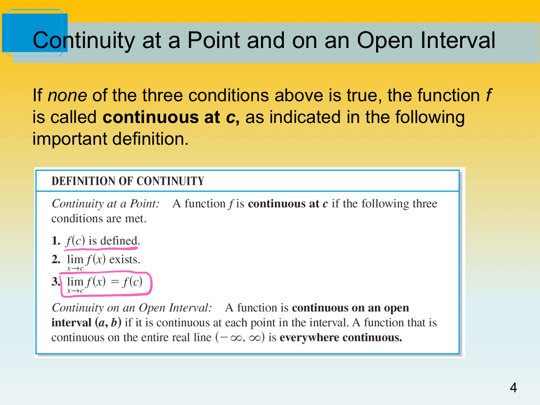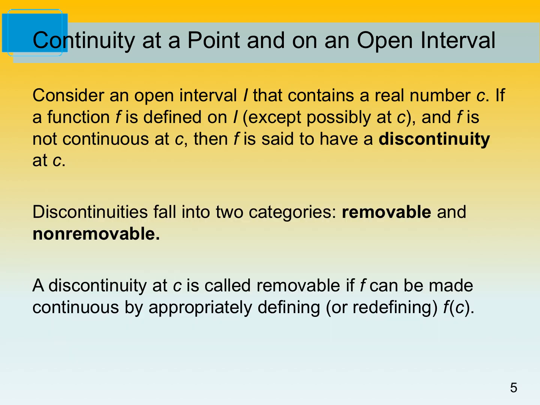A function is continuous on an open interval a to b if it's continuous at each point on the interval, and a function that is continuous on the entire real line from negative infinity to positive infinity is continuous everywhere. We're also going to talk about discontinuity. It's going to be removable or non-removable. So if something's not continuous, if it's discontinuous, we could have discontinuity that's removable or something that's non-removable.